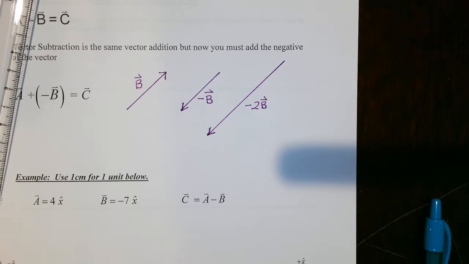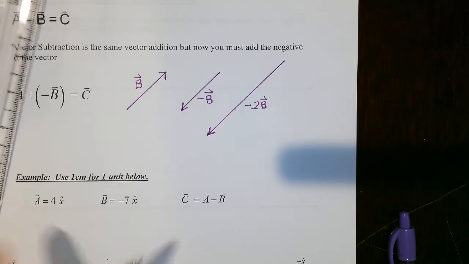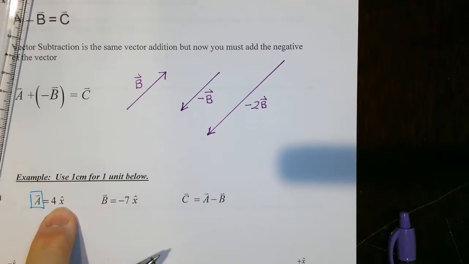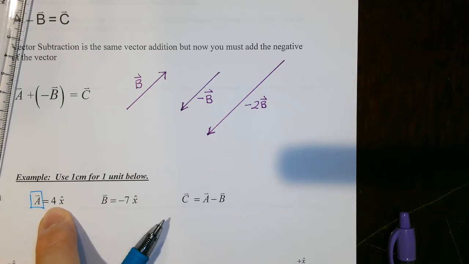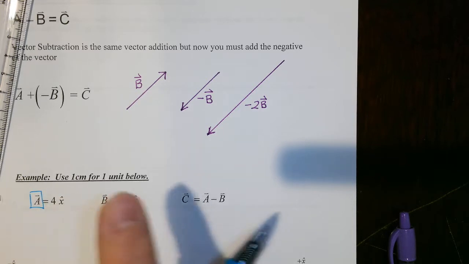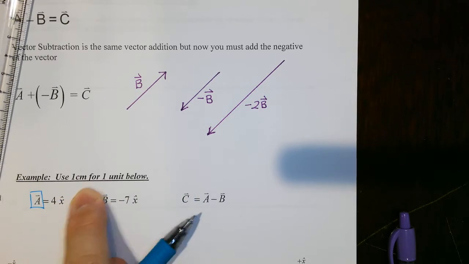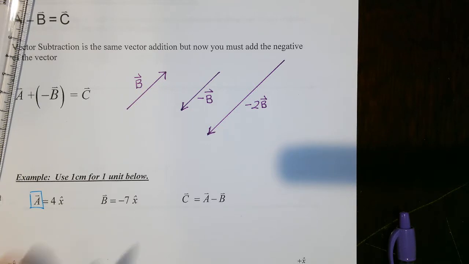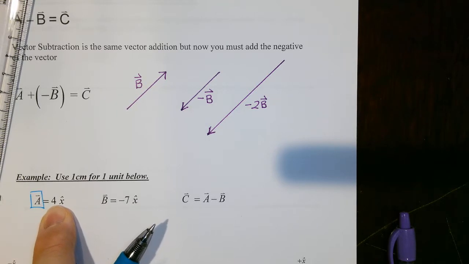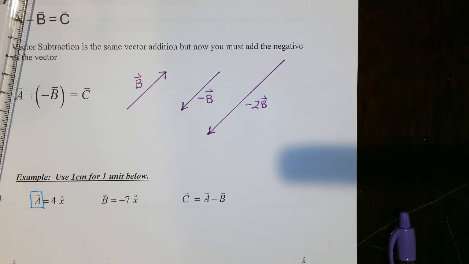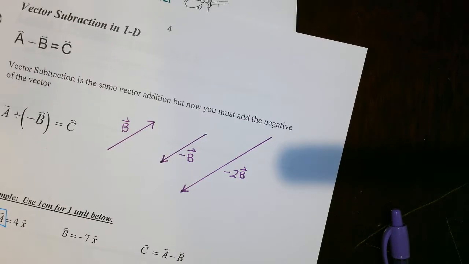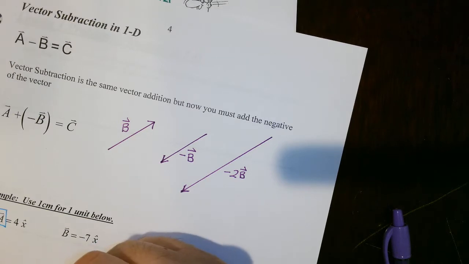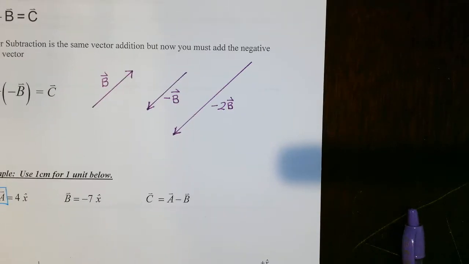So let's take a look at an example here. Here I have A vector is 4 x hat. I'm going to use 1 centimeter for one unit below. This 4 does not always have to be in meters. It could be 4 meters per second or 4 meters per second squared, so you could have many different units. But for now, I will use 1 centimeter equal to 1 unit of whatever measurement it is. So first, let's draw this out, 4 centimeters along the positive x direction from the origin. So here's my A vector.